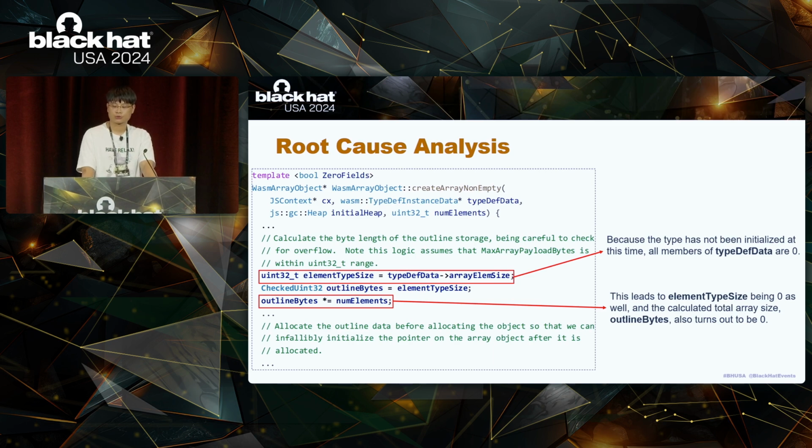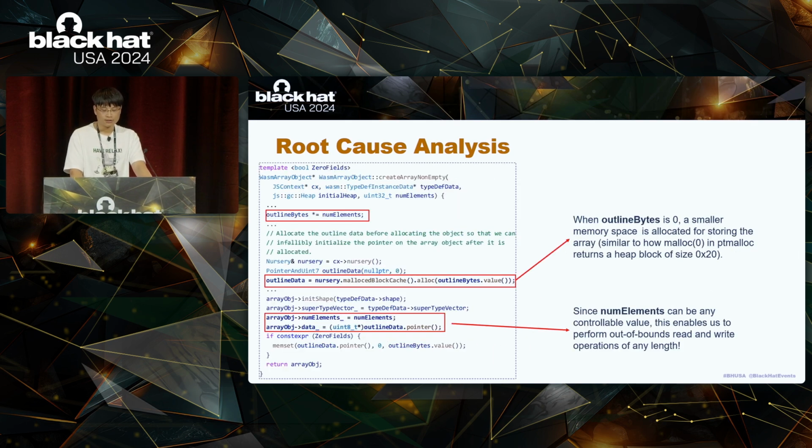Please note that when creating array variables with the initializer expression, the array type has not been initialized yet. The initialization of the type was mistakenly placed at the end. As a result, all member variables of type-defined data are at their default value of 0 at this time. This leads to element type size being 0 as well, and the calculated total array size, outline bytes, also turns out to be 0. When outline bytes is 0, a small memory space is allocated for storing the array.